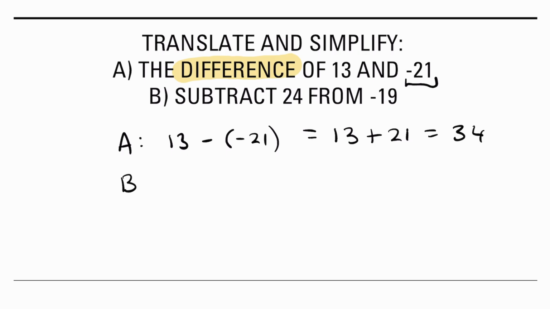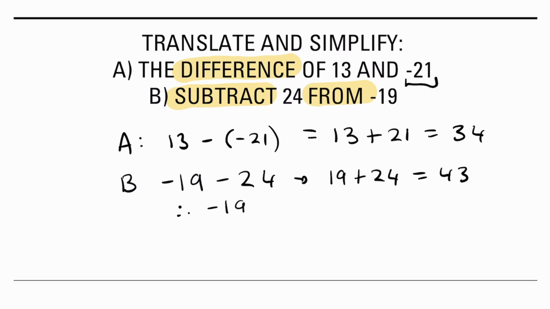For b, we're looking for our keyword again. This time it's quite easy, so we see subtract. Now it says subtract 24 from, which means that negative 19 will come first and we'll be subtracting from it. So negative 19 minus 24. I would then turn this into 19 plus 24. And so I would get 43. Therefore, negative 19 minus 24 has to be the opposite of 43, which would be negative 43.